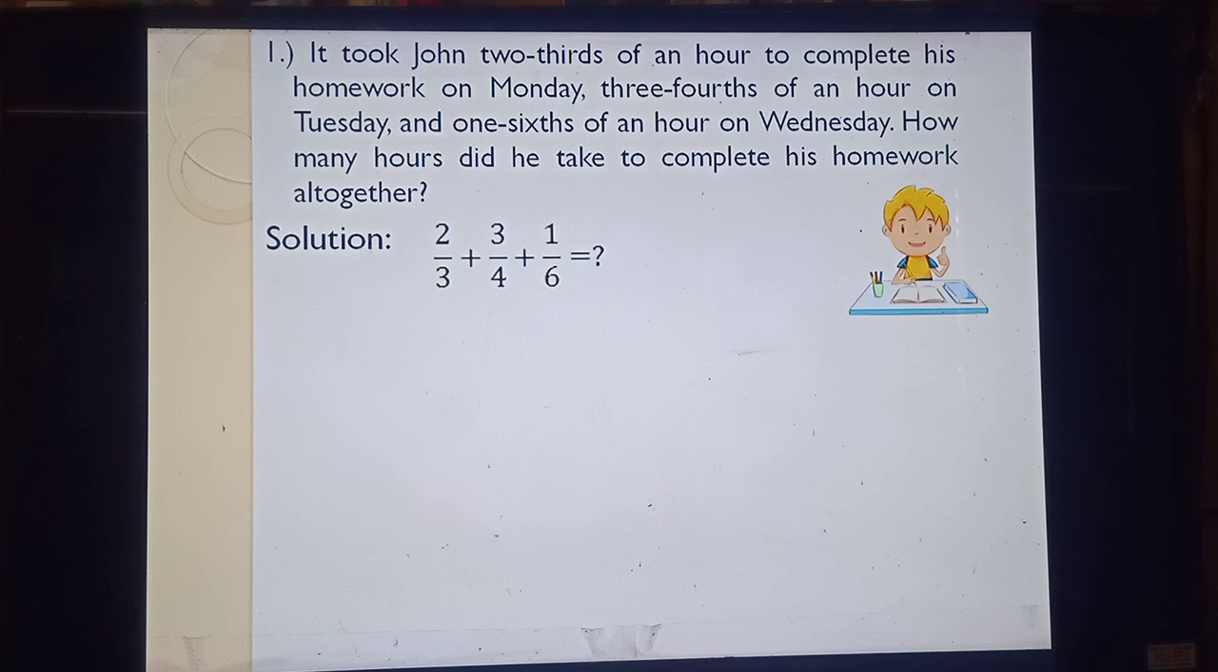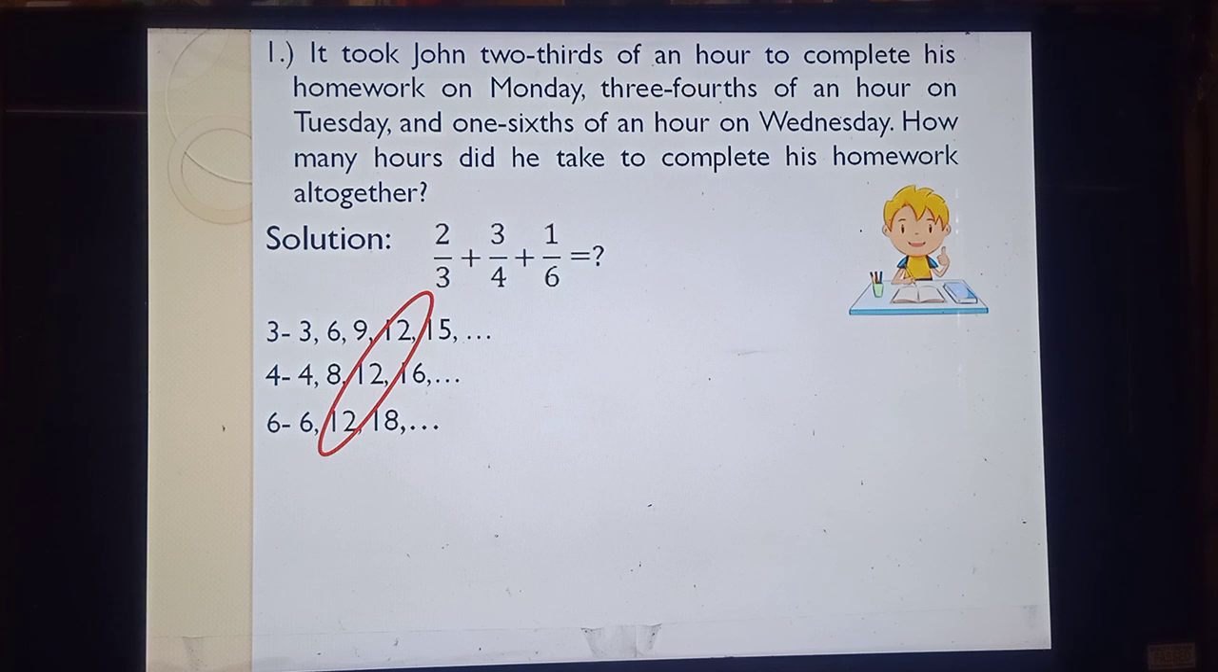So we have 2/3 plus 3/4 plus 1/6. Since these are dissimilar fractions, we're going to enumerate the multiples of the denominators and find the least common multiple. So it's 3, 6, 9, 12, 15. For 4, we have 4, 8, 12, 16. And for 6, we have 6, 12, and 18. Now, we have the least common multiple as 12. So we're going to use that 12 as our LCD, or least common denominator.